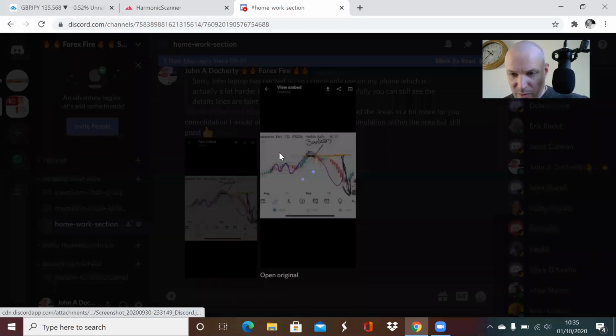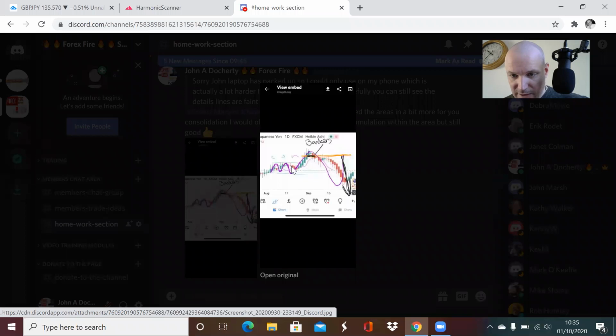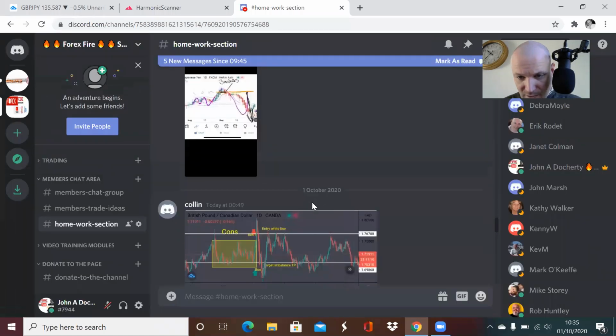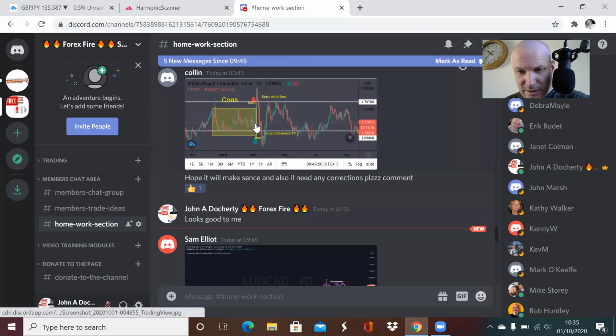I marked this up as well just to help. Okay, we've got the consolidation. We've had the push up, the breaker structure. This would then become the bankers. We've come down on an incline, and then we were waiting for this trend to come back up to test this area to get you in on the trade.